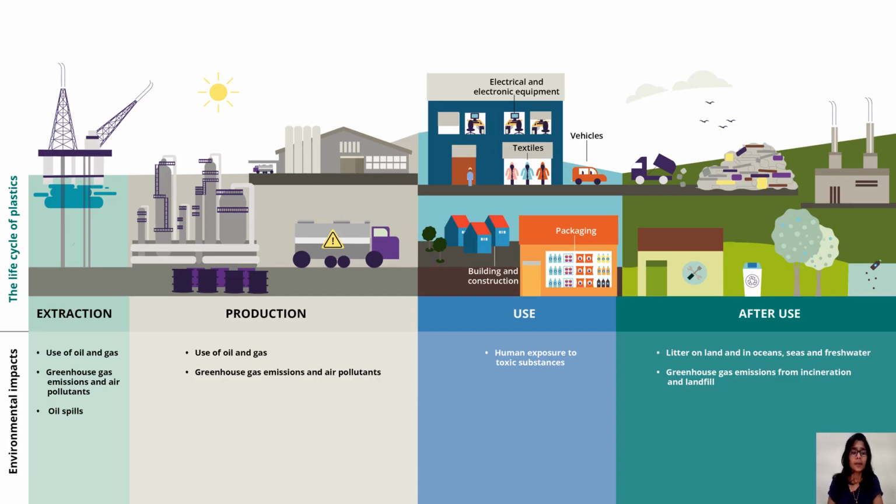In waste, these are the stages: extraction, production, use, and after use. In extraction, there are oil and gas uses and oil spills. In production, there are oil and gas uses, greenhouse gas emissions, and air pollution. In use, there is human exposure to toxic substances. After use, litter on the land and in oceans, seas and fresh water, and greenhouse gas emissions from incineration and landfill.